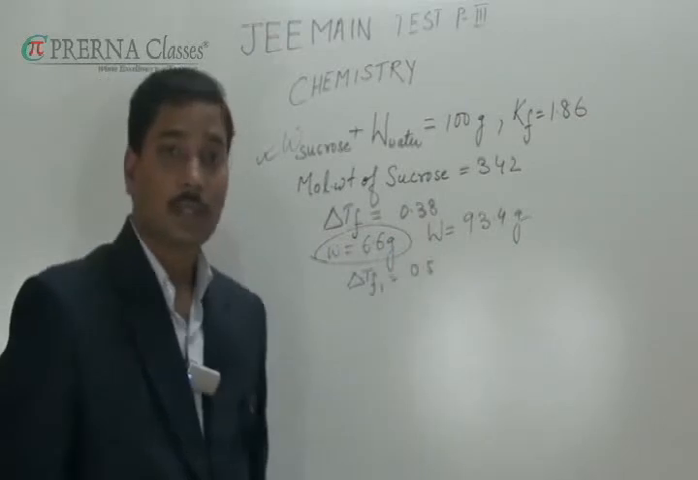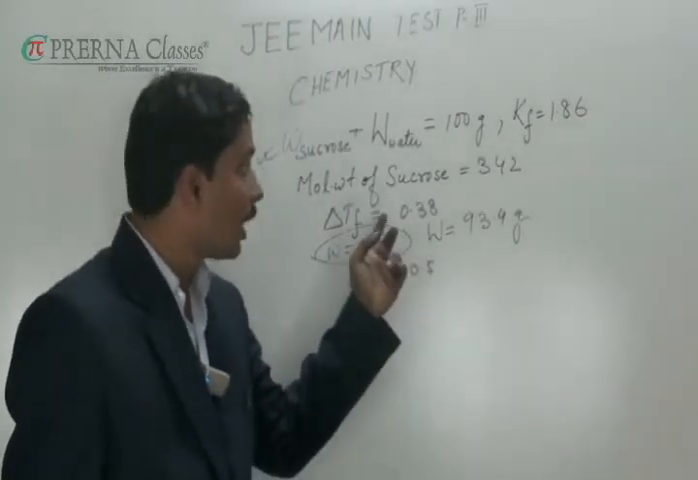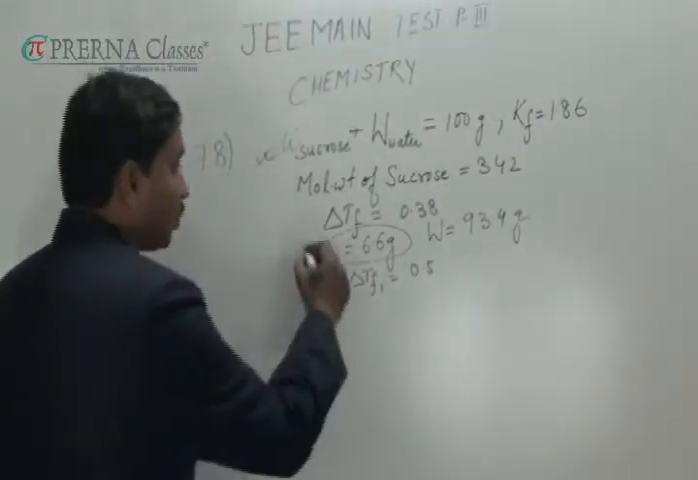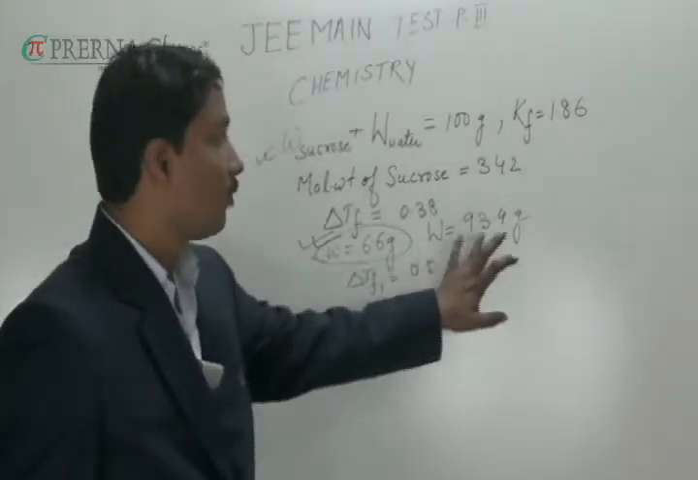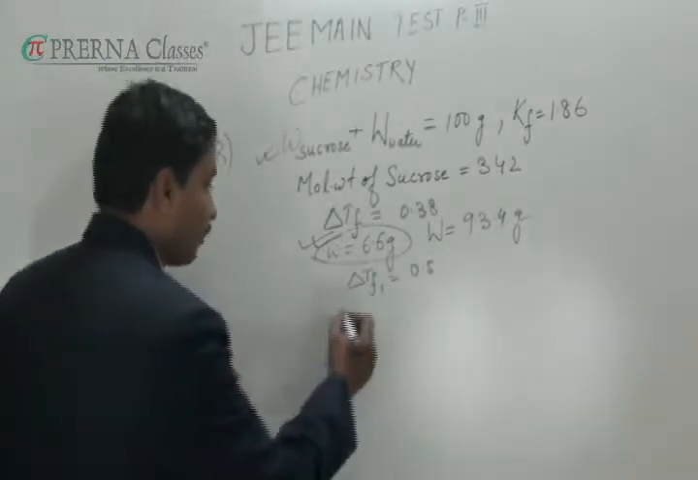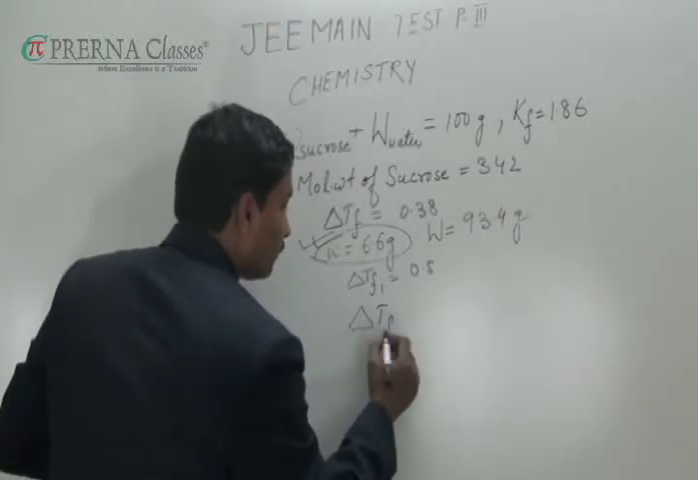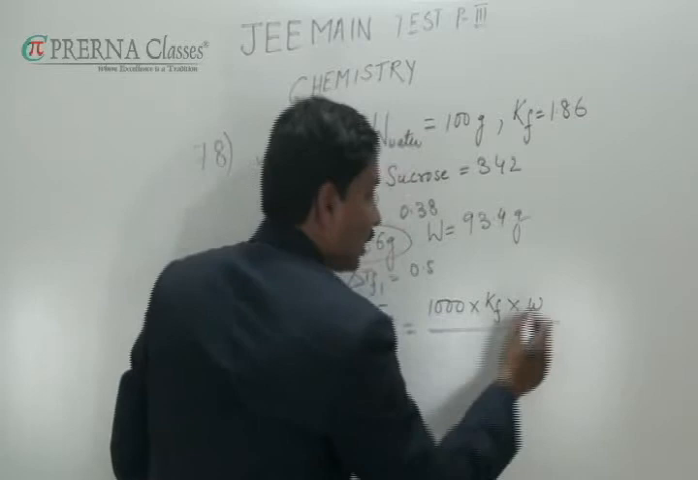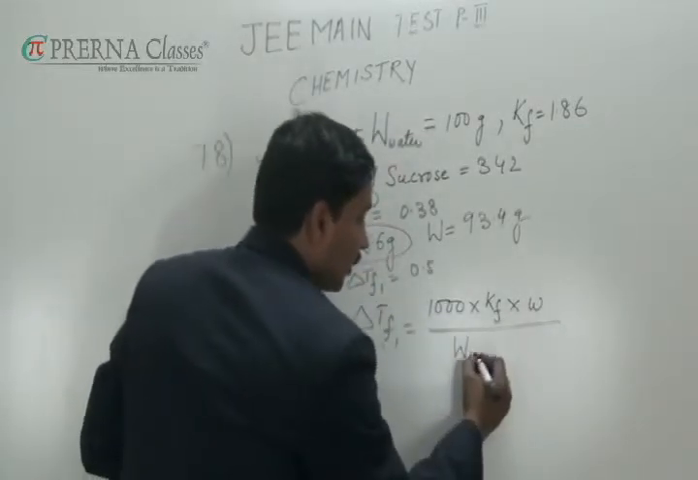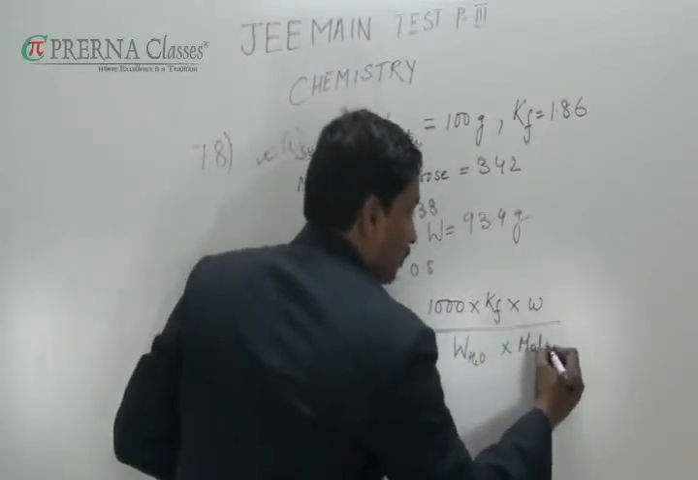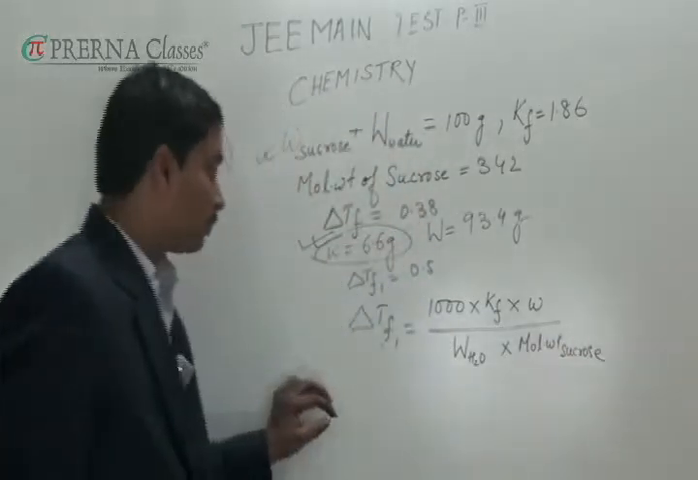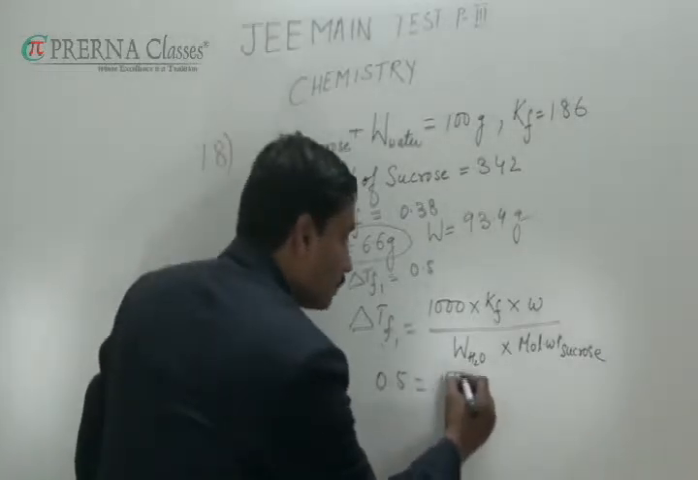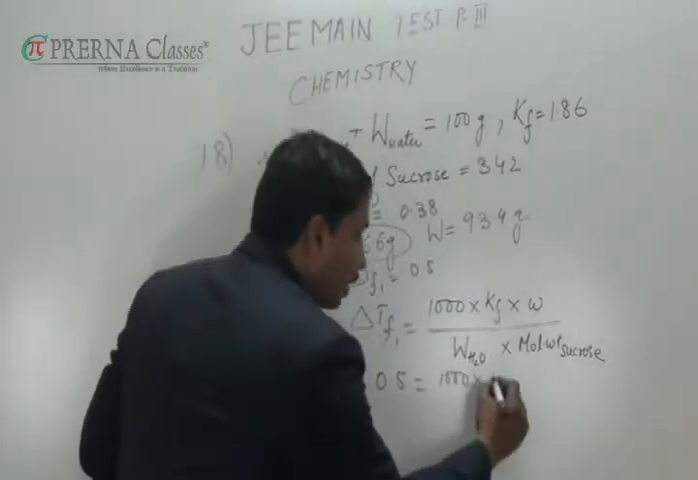Initially del Tf value is 0.38, now it changes to 0.5. That means some water has been converted into ice and it is separated out, and we have to find the amount of ice which is separated out. Since sucrose is the solute, it remains the same, only the weight of the water, that is the solvent, will change. So we can use del Tf1 is equal to 1000 into Kf into W, that is weight of the solute, by weight of the solvent, that is new H2O, into molecular weight of sucrose. Del Tf1 value is 0.5, so we can write 0.5 is equal to 1000, Kf value remains the same, so 1.86.